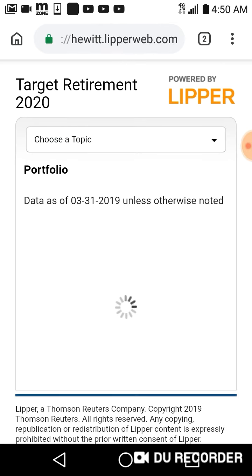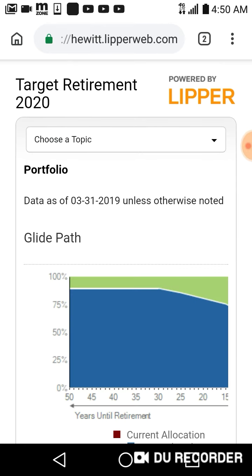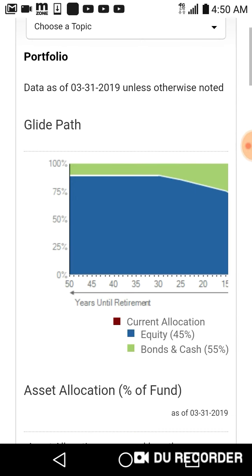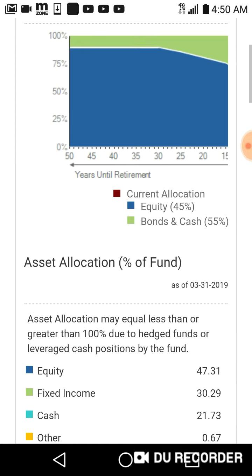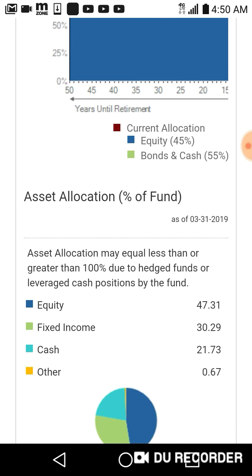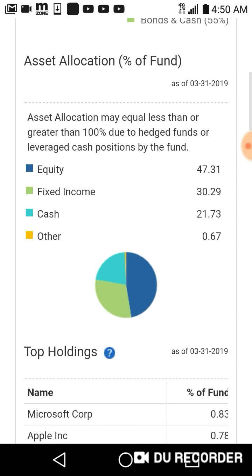Next up is the portfolio. The portfolio is very important. The portfolio tells you what type of stocks or bonds are in the fund. So you look at the fund, it has 48% equity, 30% fixed income. It has 22% cash, and then like 1% other.